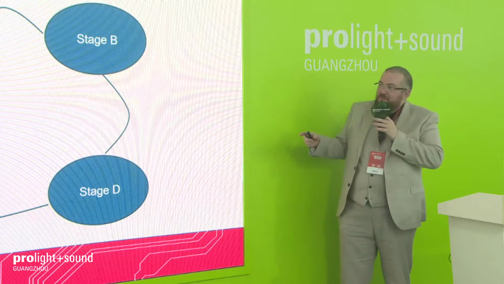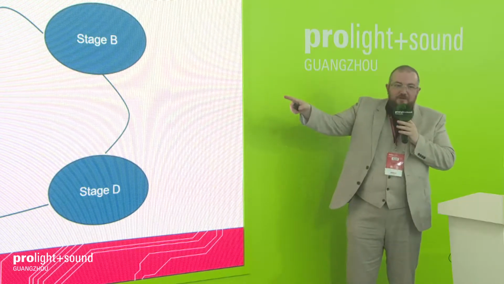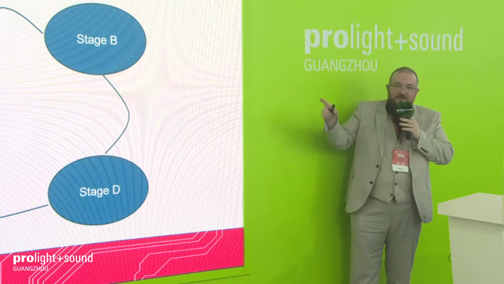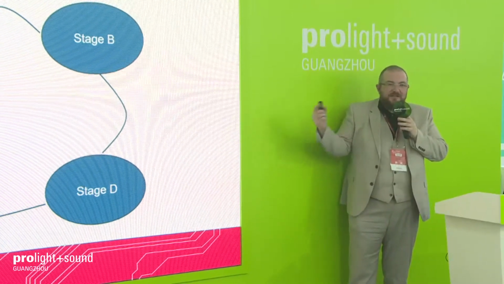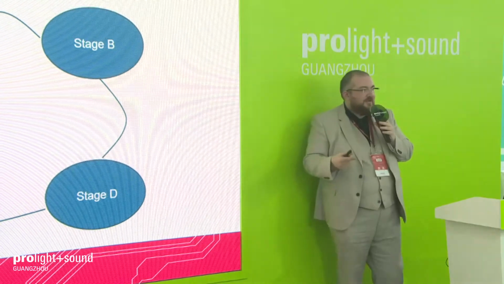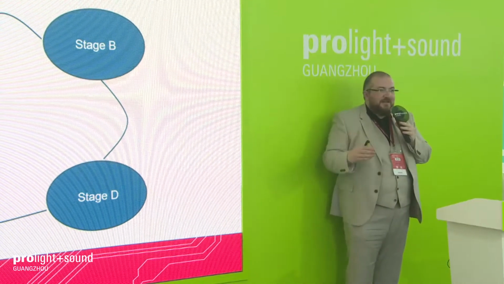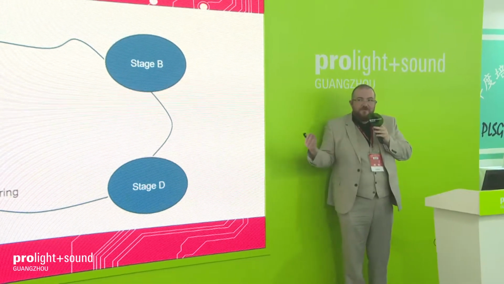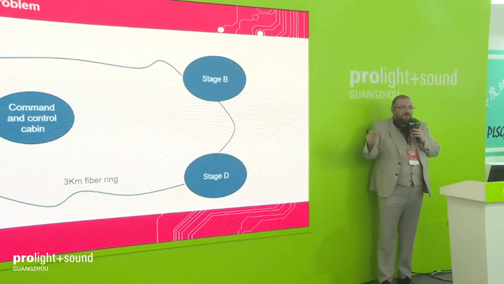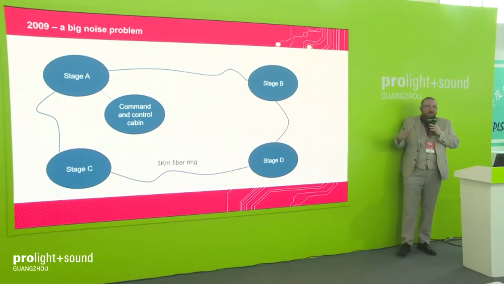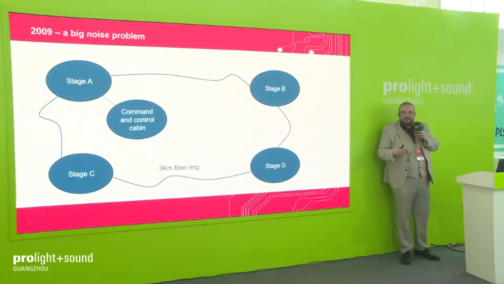So this is a very simple drawing of it. We had this command and control cabin in the center. We picked up all of the audio from all of the stages, and we processed it and sent it back to the system. So if we saw too much 200 hertz on one stage, we could turn that down, send it back within a few hundred microseconds, and it would rejoin, and we'd actually have an effective filter to stop off-site noise pollution.